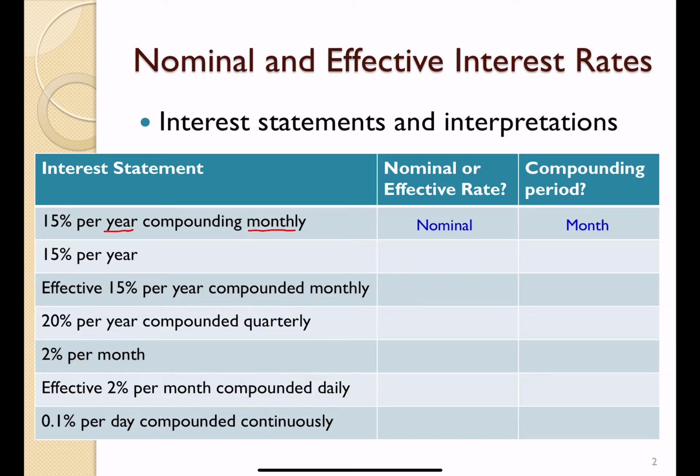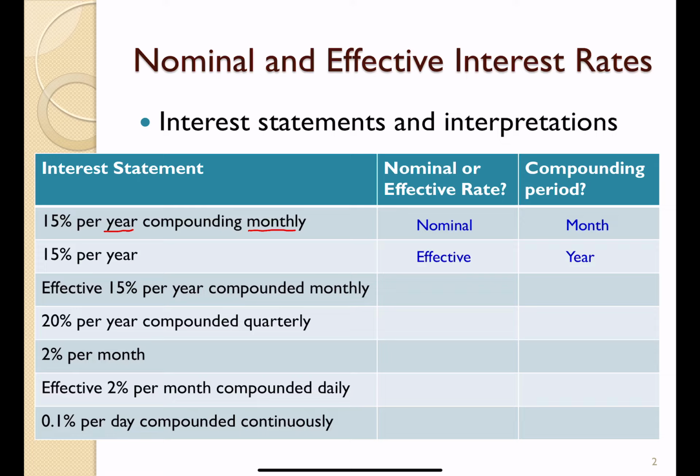In this case, the statement is very brief. When they don't say anything about the compounding period, just 15% per year, you just assume that it will be effective and the compounding period is the same as the interest period. Make sense? So when the problem gives just 15% per year or 1.5% per month, and they don't say anything about the compounding period, then it will be effective, and the compounding period is the same as the interest period; per year, then it will be year. Make sense?